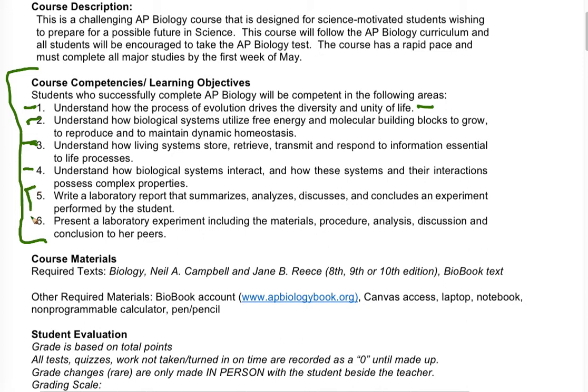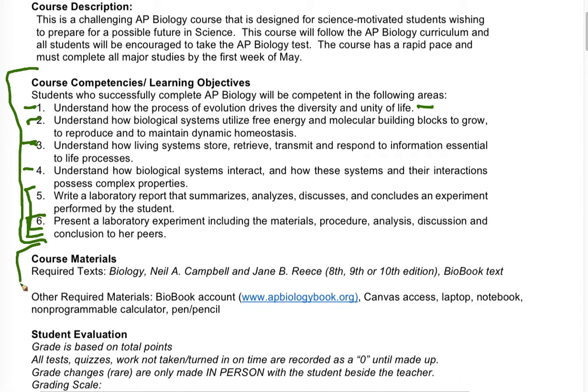In addition, you'll have a major lab report this year, and you'll do it in pieces, but basically you'll be summarizing, analyzing, discussing, and concluding the results of an experiment that you will be doing on your own. And in class, towards the end of the year, you'll present, if we have time, your laboratory experiment to your class, including materials, procedure, analysis, discussion, and conclusion.